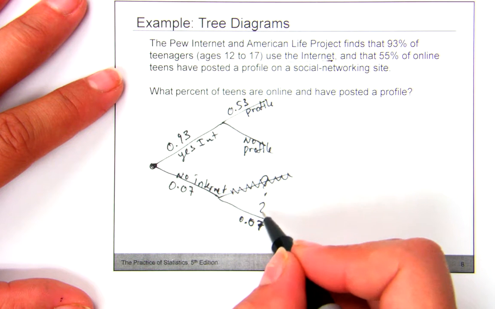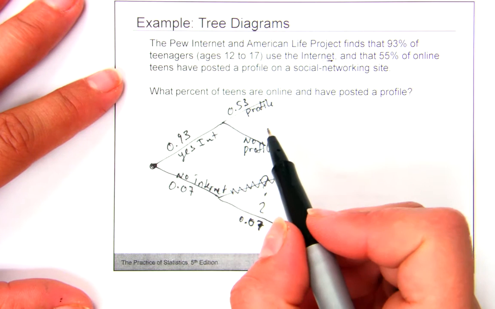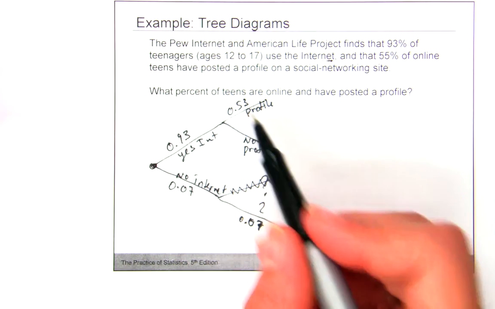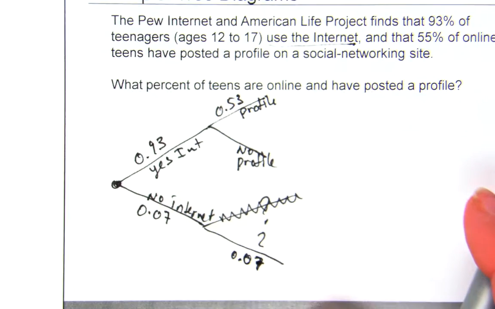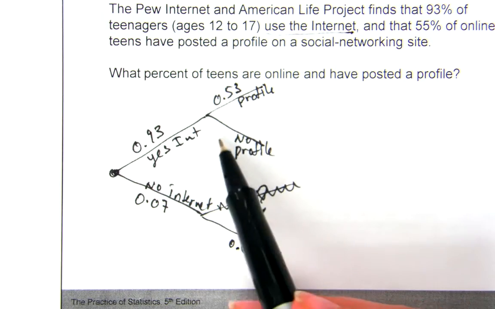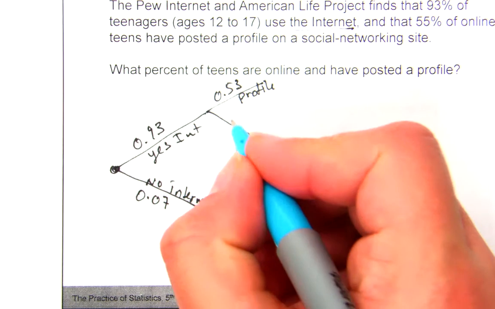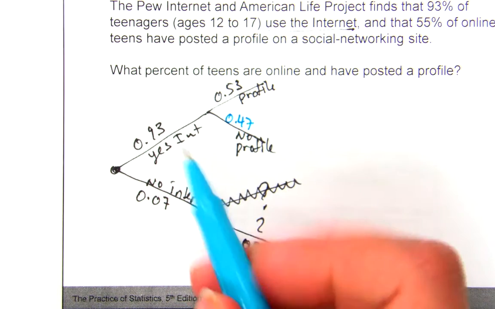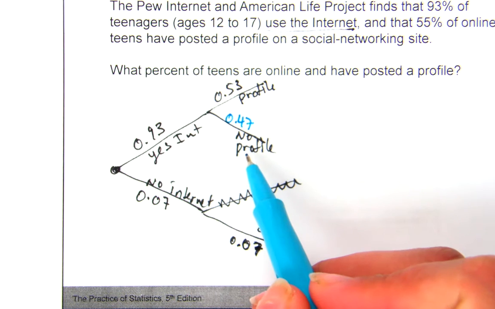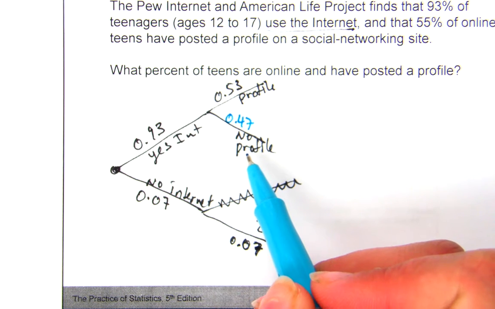Okay? Now, out of these guys right here, 0.53 that have a profile, there still has to add up to 100%. So 1 minus 0.53 should give you 0.47. So 0.47 have internet, but they don't have a profile either.